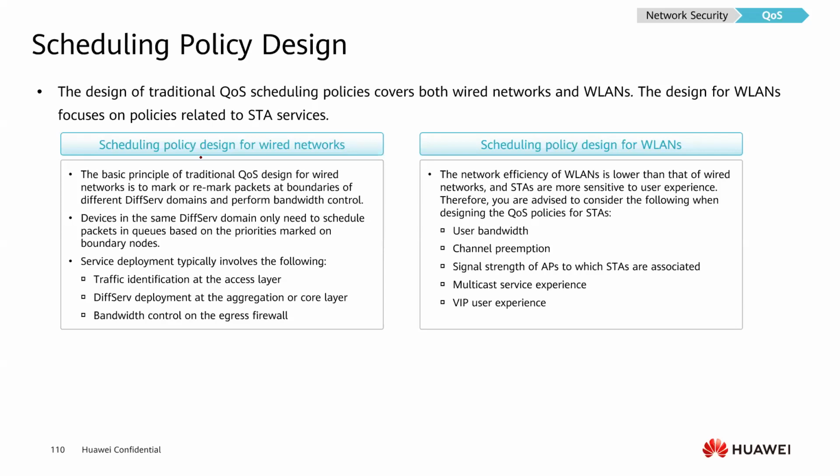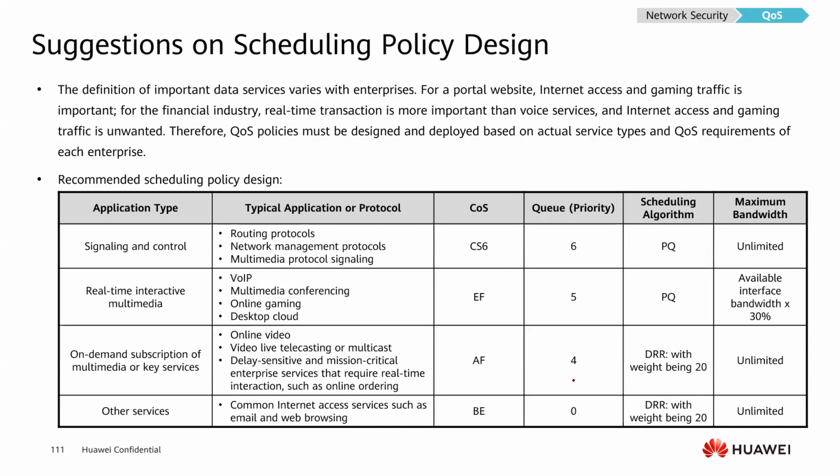For example, for the wired network, you need to identify the traffic at the access layer, and you need to deploy the different services at the aggregation or core layer, and you need to do the bandwidth control on the egress firewall. And for the wireless user, you also need to think about the user bandwidth, the channel preemption, and others.